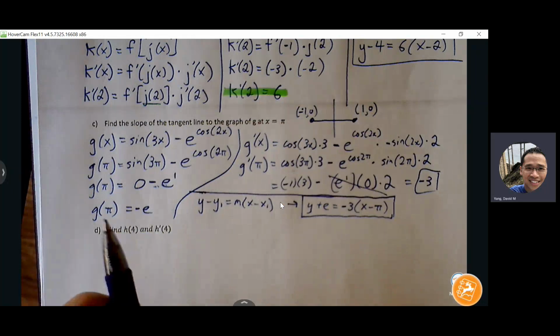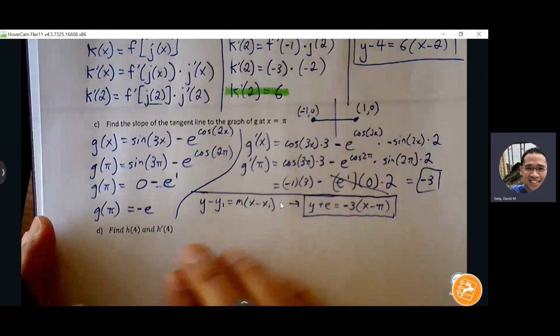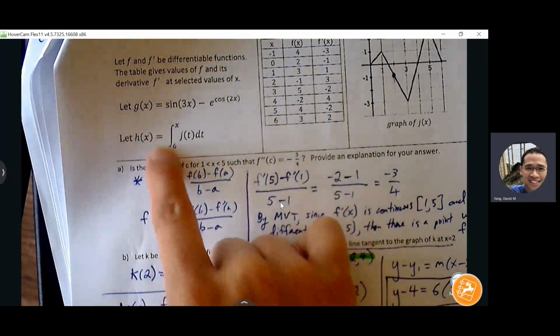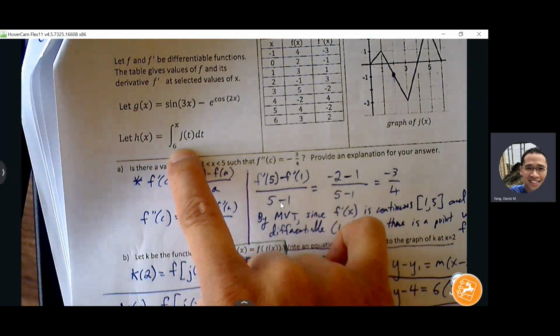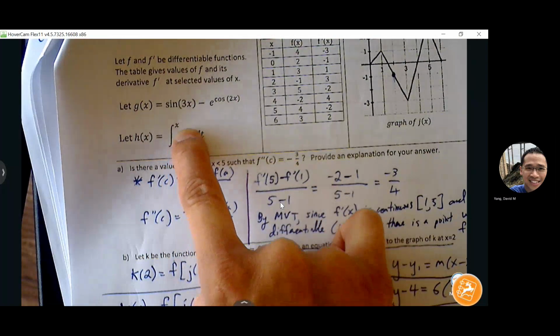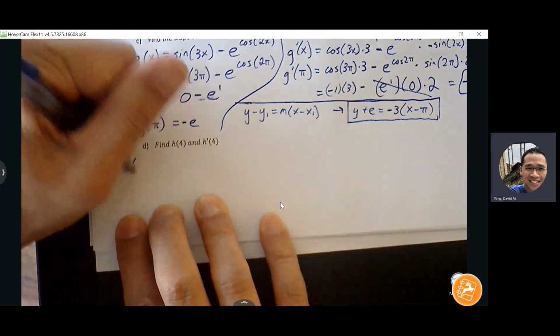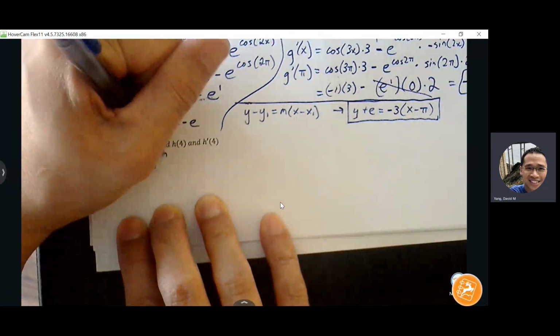Okay, part D. Find h of 4. So let's find h of x. H of x is provided here. So if I want h of 4, I can just replace x with what? 4, right? Okay, so let's do that. If I want to find h of 4, well, let me build h of x first, put h of x down.